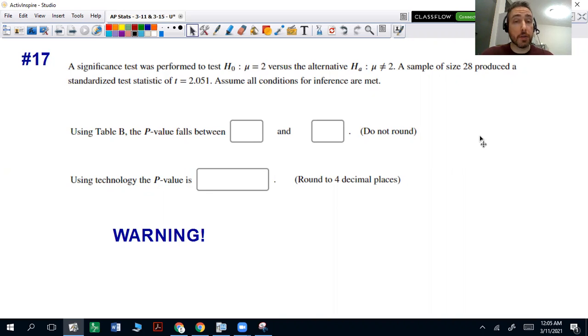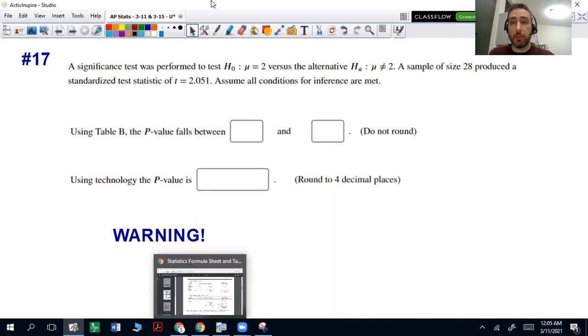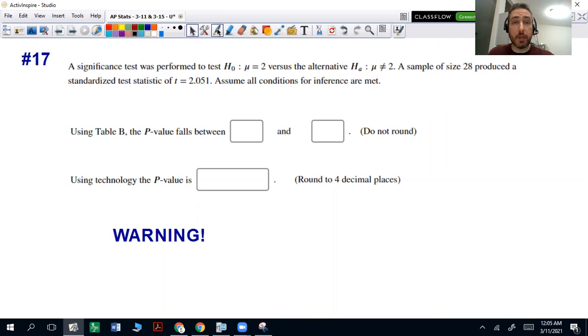Now I haven't taught you how to use table B, because I think it's a little outdated, but this is what you do. So you look at sample size of 28. That's going to imply your degrees of freedom is going to be 27. Remember, it's always going to be n minus 1, so it's going to be 27.